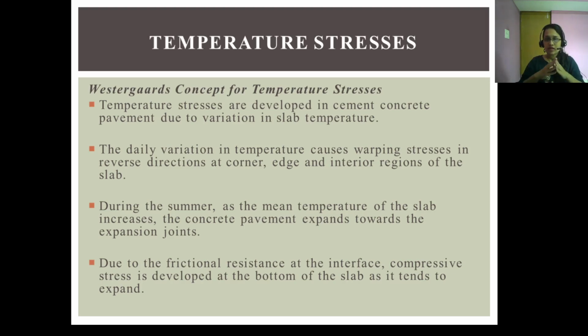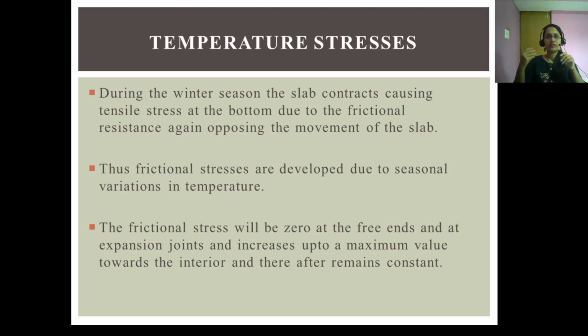During the summer, as the mean temperature of the slab increases, the concrete pavement expands towards the expansion joints. Due to the frictional resistance at the interface, compressive stress is developed at the bottom of the slab as it tends to expand. Then during the winter, the slab contracts, causing tensile stress at the bottom due to the frictional resistance, again opposing the movement of the slab.